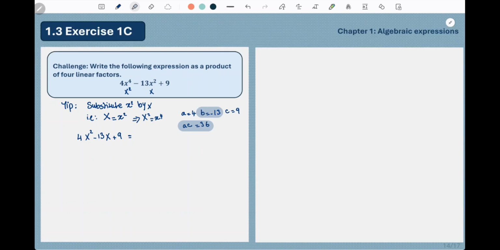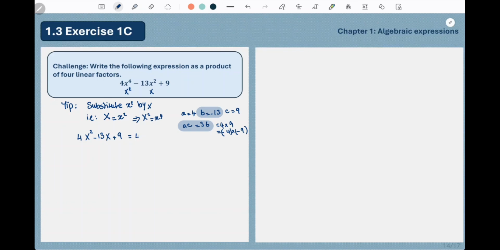So I'm focused on these two. We need to find two numbers where a times c, which is 4 times 9, is 36, and when you add the two numbers together, it gives you minus 13. So I can think of 4 and 9, which when you add them together give you 13. But because b is equal to minus 13, what we'll be adding together is minus 4 and minus 9. Okay, so this is what we'll be adding together.